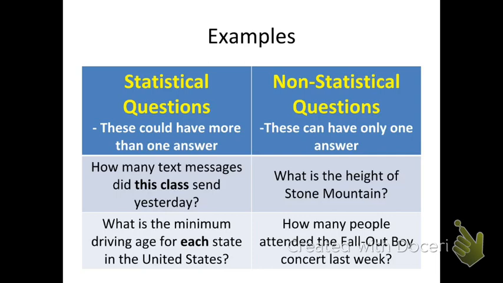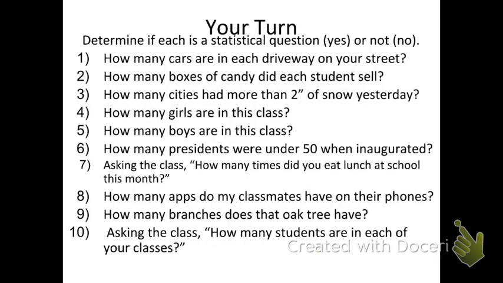Non-statistical questions can really only have one answer. The height of Stone Mountain has only one answer. How many people attended the Fall Out Boy concert last week? The number of people, only one answer. Okay? Questions so far? I want you to turn to the back of that page, number 1 through 10, and just write yes or no for each of these. Then we're going to go over them.